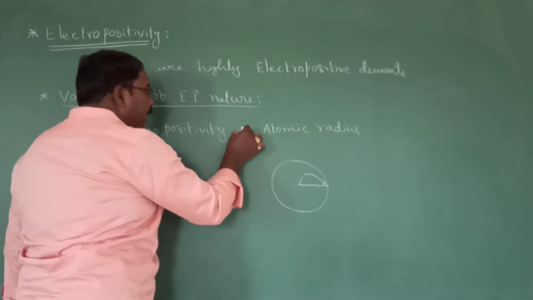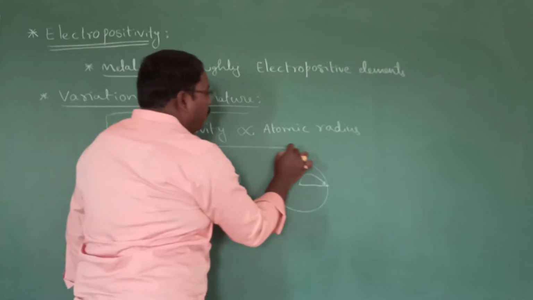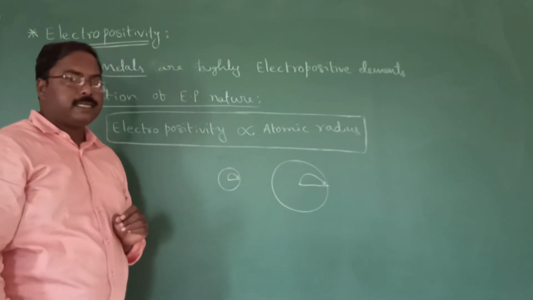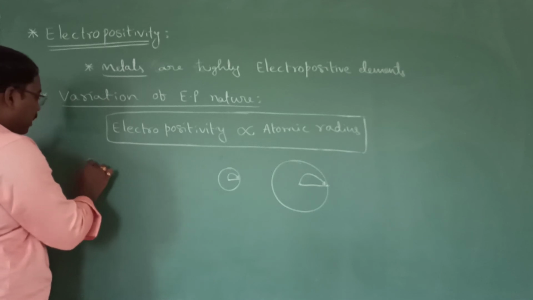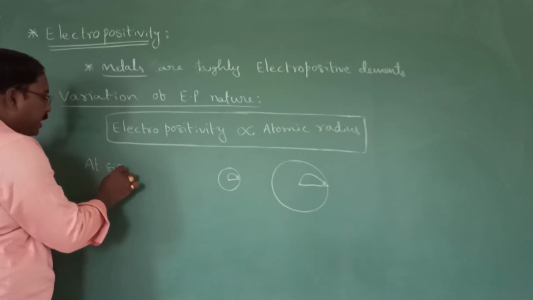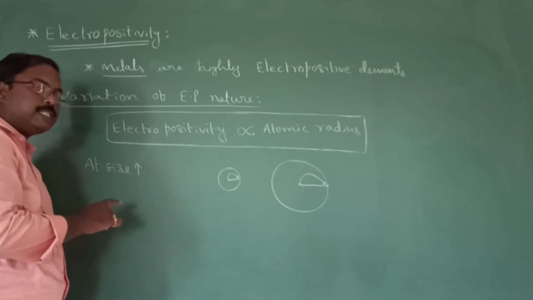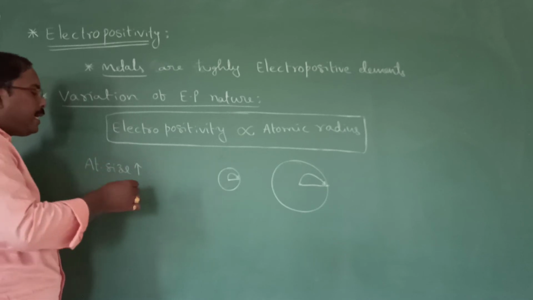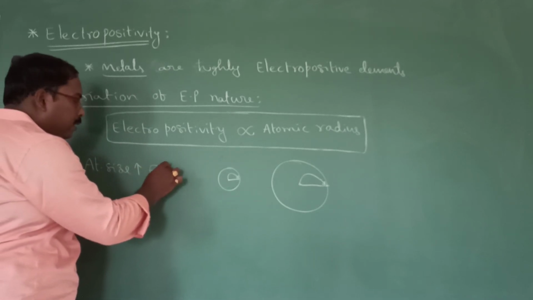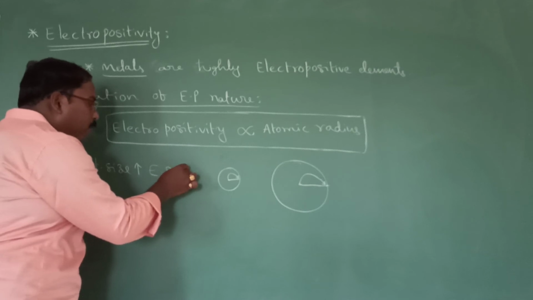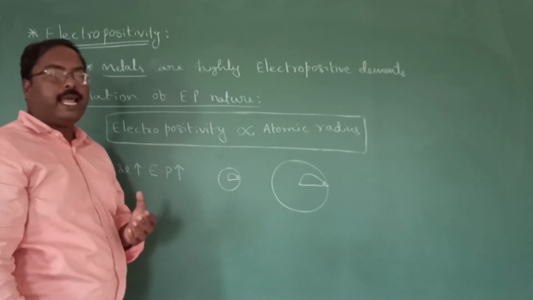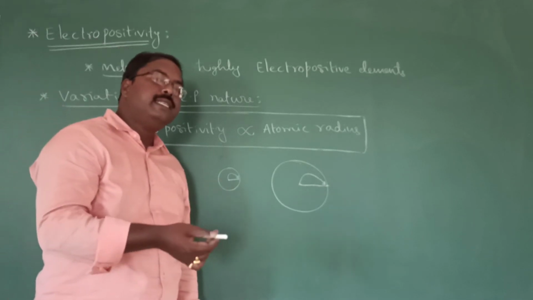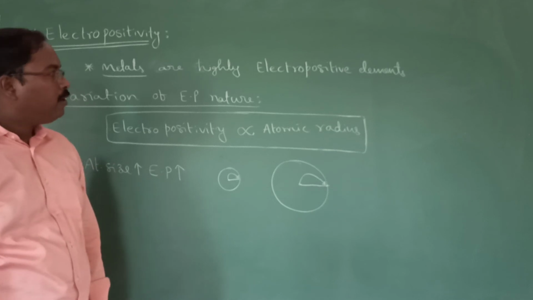So we can say electropositivity is directly proportional to the atomic radius. As atomic size increases, the distance from nucleus to outermost orbit increases, so the nucleus cannot attract the electron strongly towards it. So indirectly it will have more tendency to lose the electron. So as the atomic size increases, electropositive nature also increases.